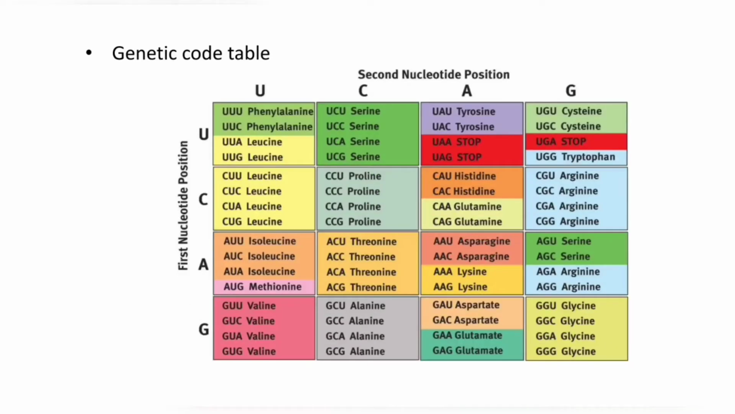Genetic code table. In this table, you can see that each triplet codes for a specific amino acid. Here, the first 2 letters are common and they differ in the third letter. In this example, you can see that CUU codes for leucine, CUC also codes for leucine, CUA also codes for leucine, and CUG also codes for leucine.